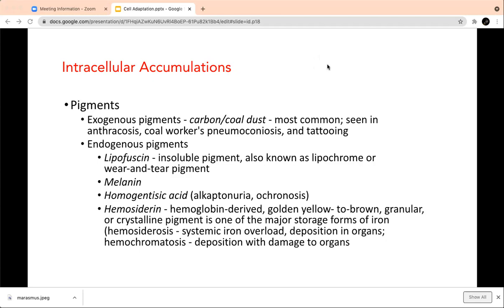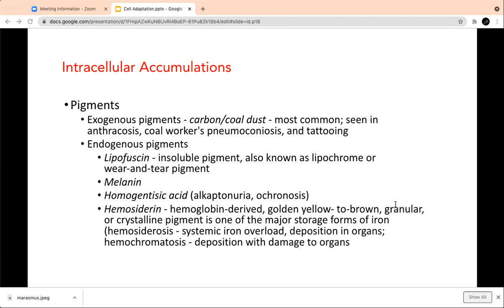Next is your endogenous pigments. Pwede siyang maging in the form of your lipofuscin. So lipofuscin is an insoluble pigment, also known as your lipochrome or wear and tear pigment. Secondary usually to old age or aging, no? So wear and tear nga. Although they can also occur in your patients with severe malnutrition and cancer cachexia. So this is your lipofuscin. Next is your melanin. Remember that melanin is the only endogenous brown-black pigment.